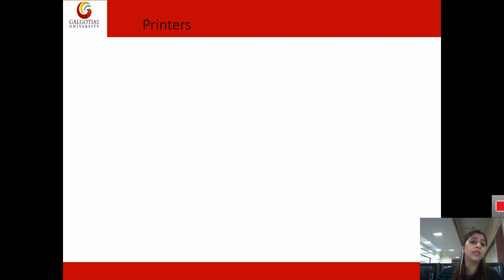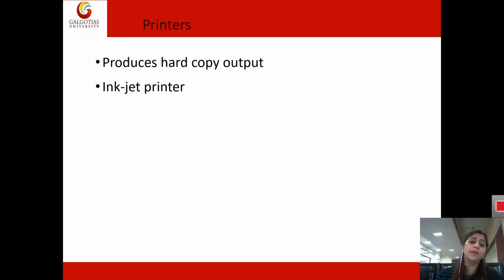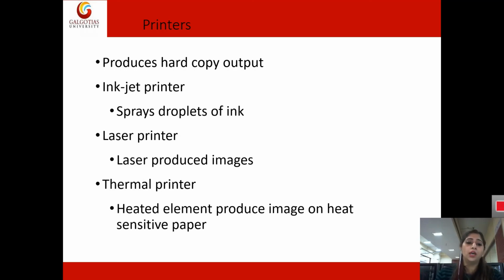Now moving on to the types of printers that we have among output devices. Printers are used to produce the hard copy of the output that we want to give. Printers are of many types: inkjet printers, laser printers, flatbed. There are many types of printers that we have.